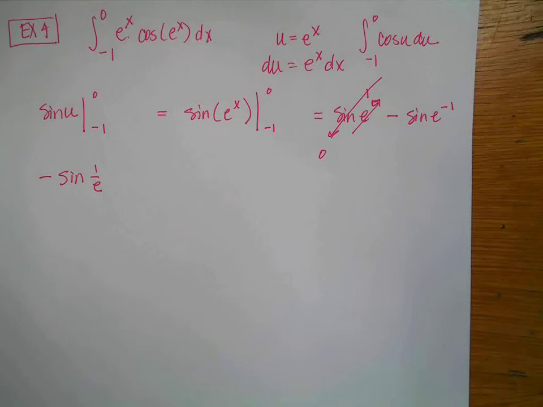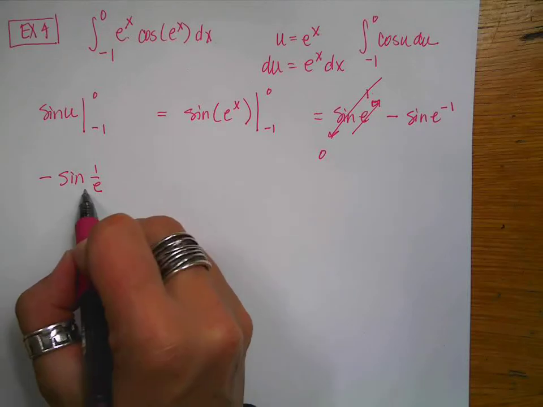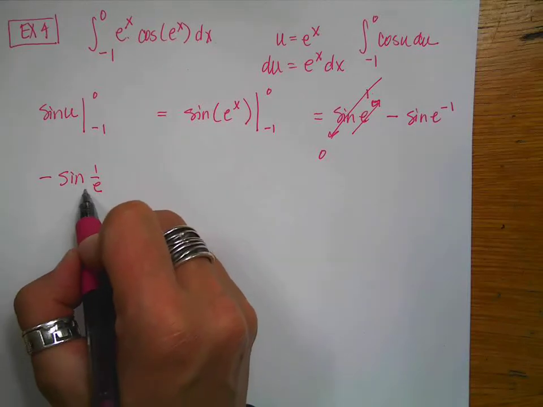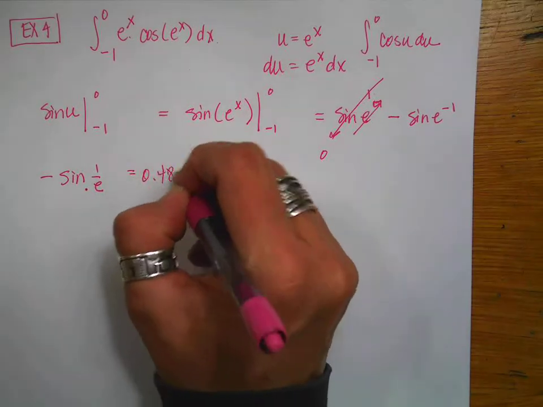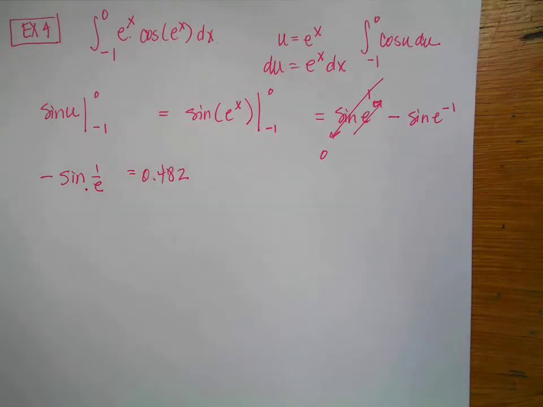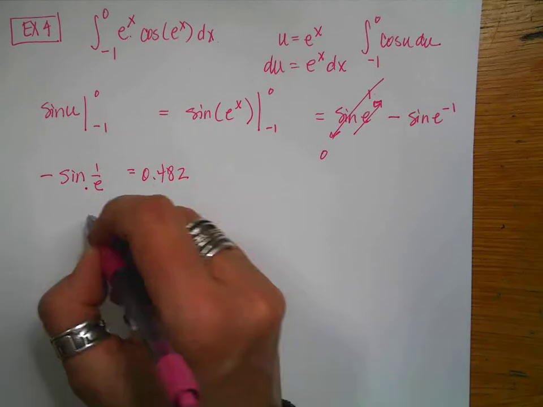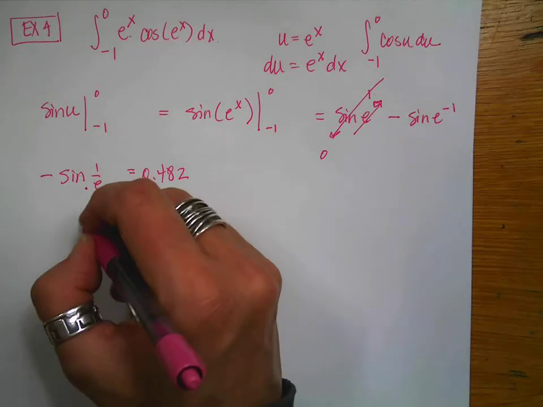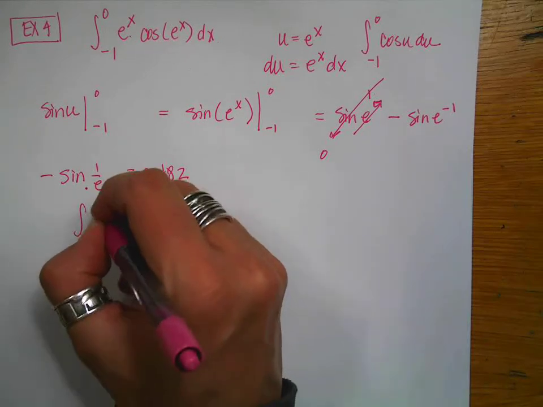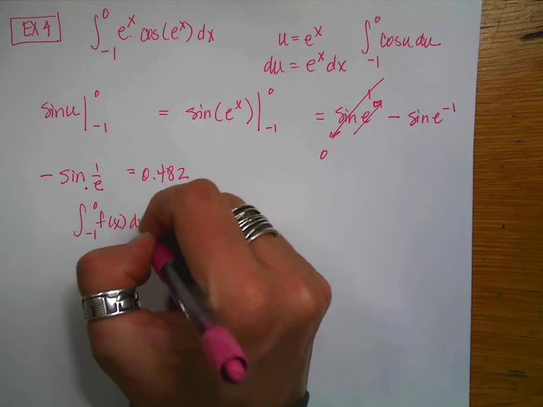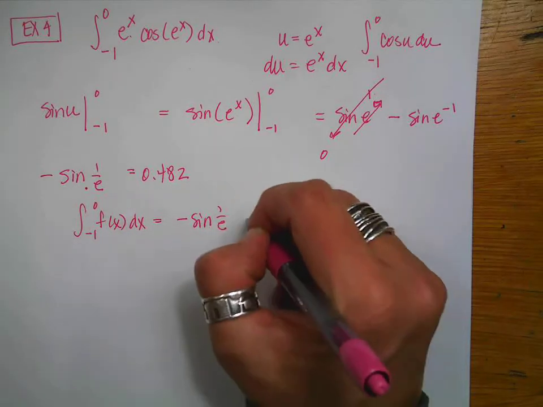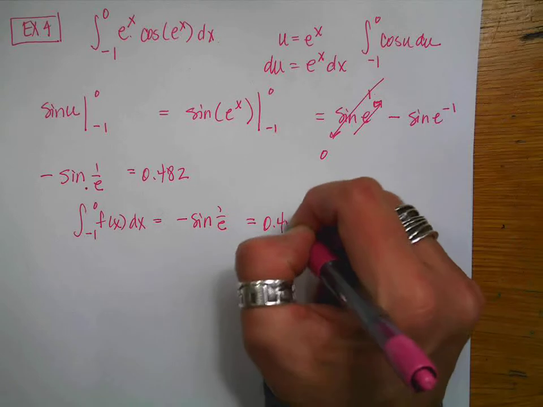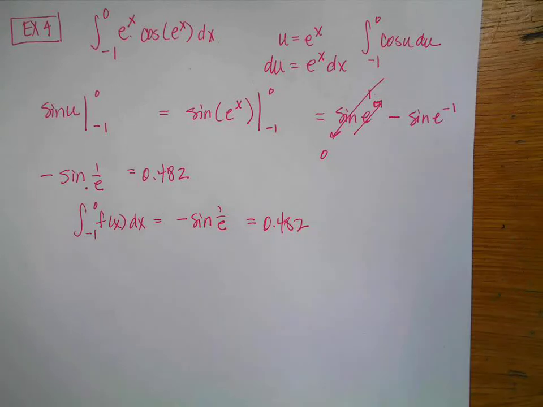That's not special, so I have to do that math in my grapher. I could have left it like this, but if I wanted to get a decimal approximation, then I would do 0.482. Remember that your grapher needs to be in radians, and then we would report well, so the integral from negative 1 to 0 of f of x dx is equal to sine of 1 minus sine of 1 over e, or it's equal to 0.482. Your choice, okay?